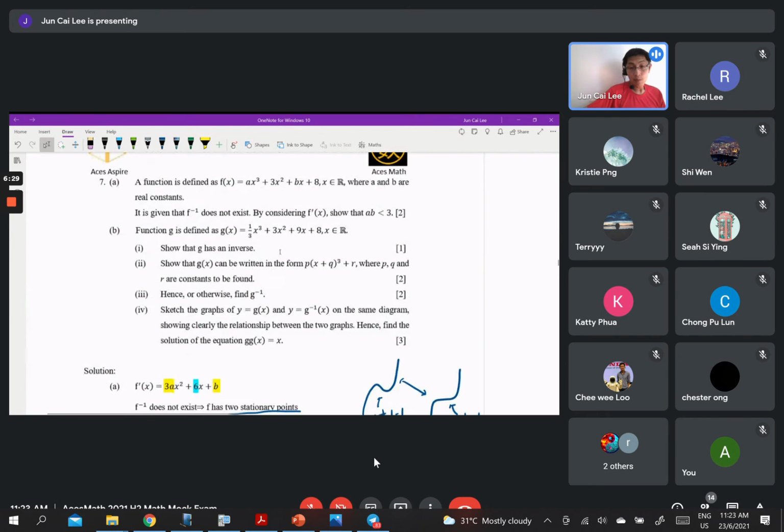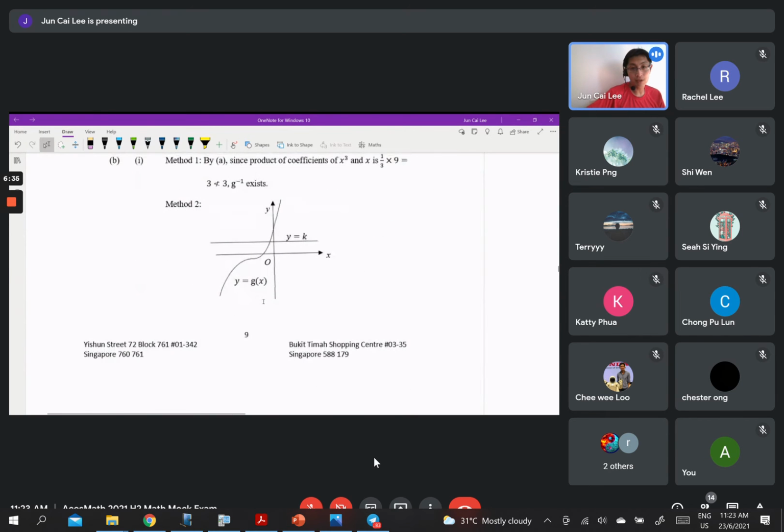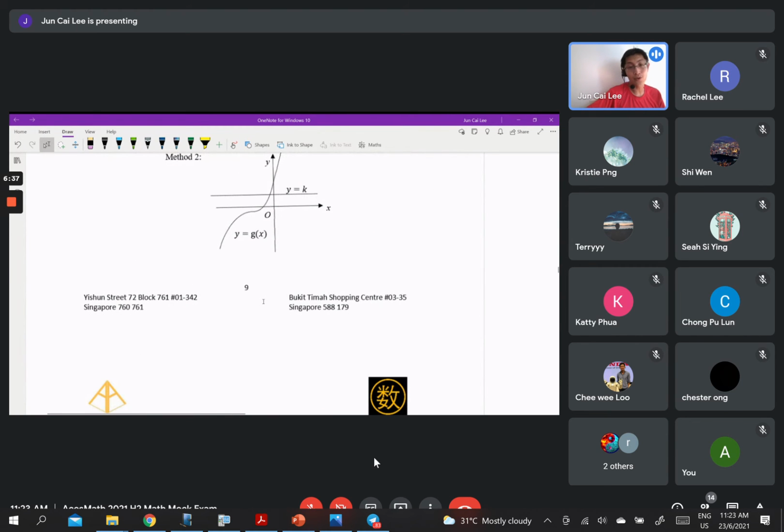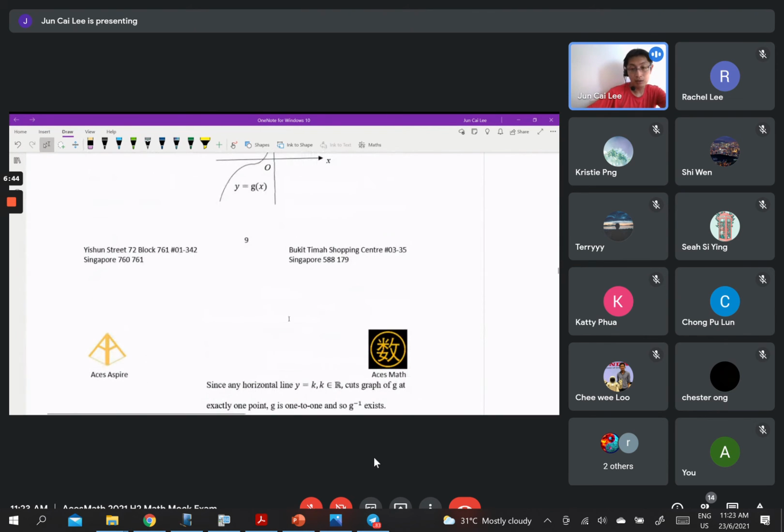Okay, so for part B, you are supposed to show that G has an inverse. I believe most of you should have done it in the natural way, which is just to draw a graph, and it shows that it passes the horizontal line test. Any horizontal line y = k, where k is real, cuts the graph of G at exactly 1 point. So that shows that it's a one-to-one function, and hence G inverse exists.